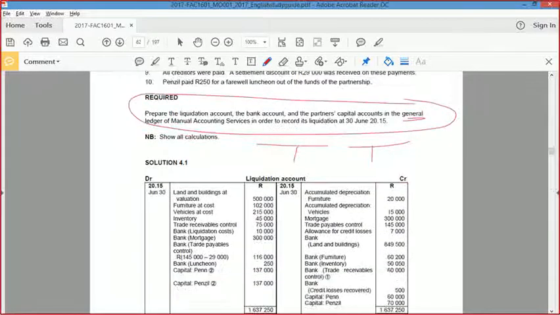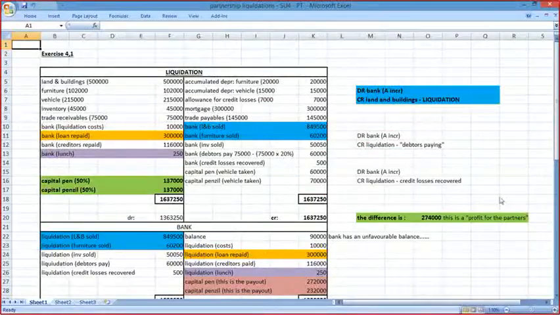Any questions about this one? Nope. It's actually pretty easy, hey? Yeah, it is, but I think the previous bit was a bit easier, the change in ownership.